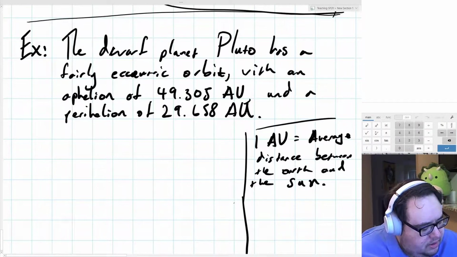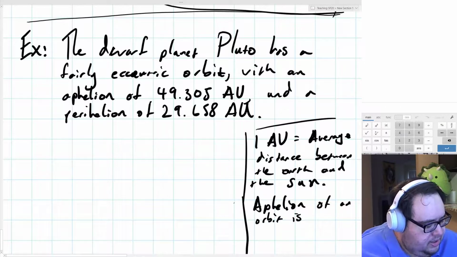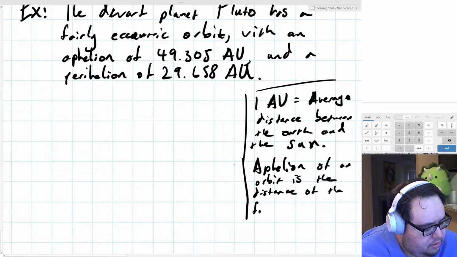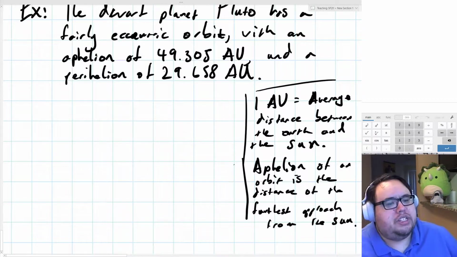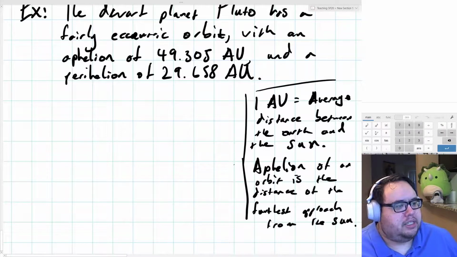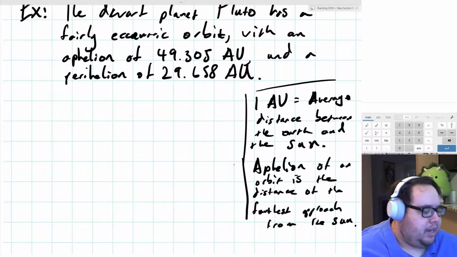So aphelion, the aphelion of an orbit, is the distance of the farthest approach from the sun. In other words, in the orbit, what is the furthest away from the sun that Pluto gets? Well, it's about 49.305 times as far away from the sun as the Earth is on average.